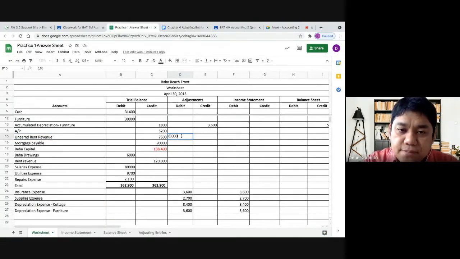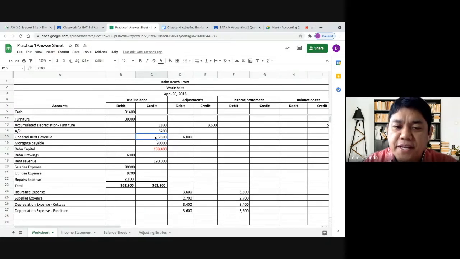So if I ask you guys, how much would be the remaining unearned rent revenue? Originally it's 7.5. It decreased by 6,000. How much would be the new one? Now, what shall we do? Do we have to add or subtract the two? 7.5 and then 6,000. Add, subtract. What shall we do? The unearned rent.